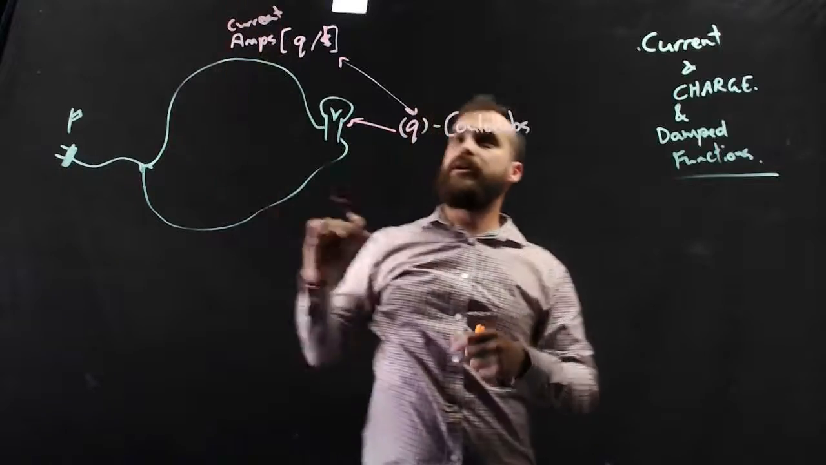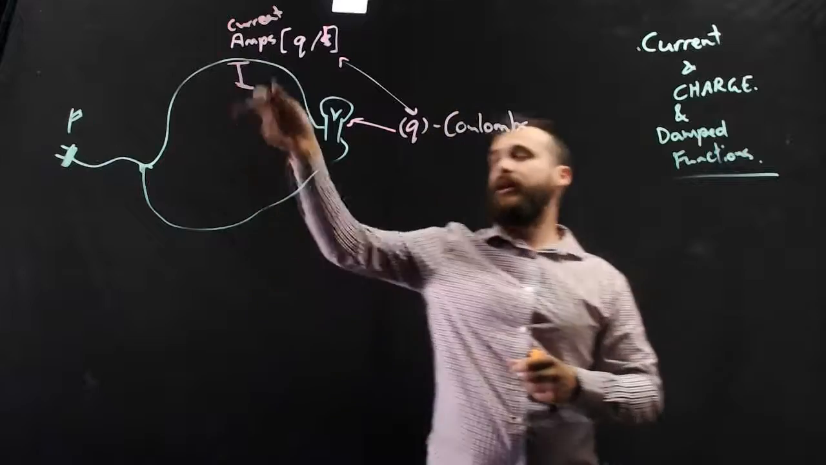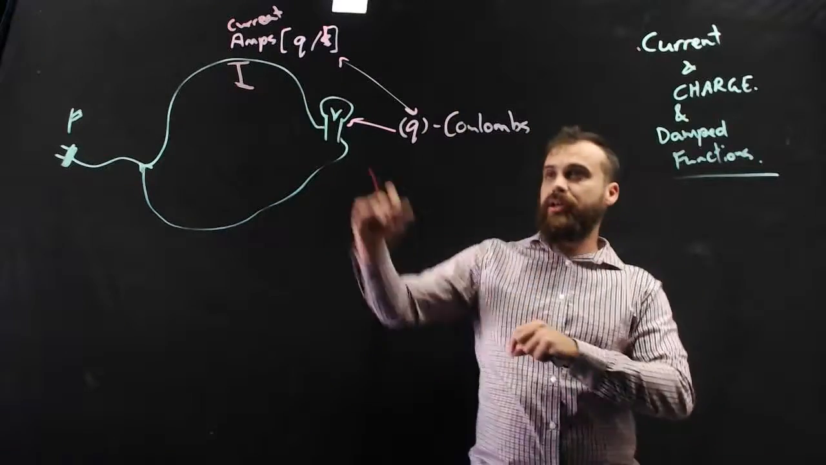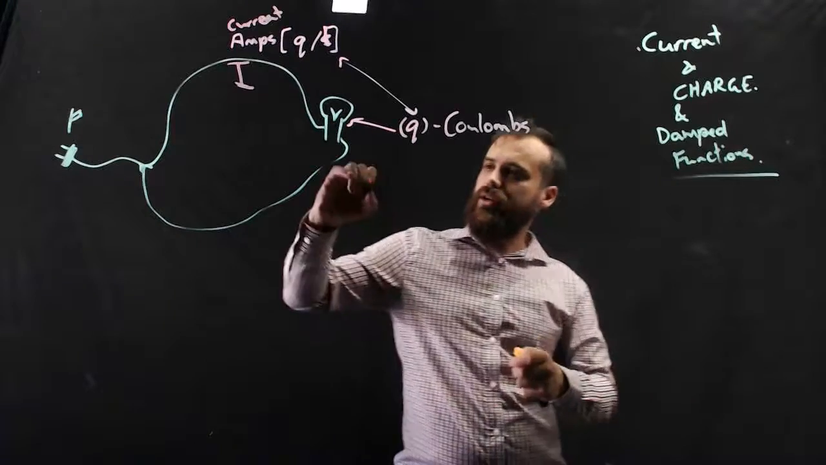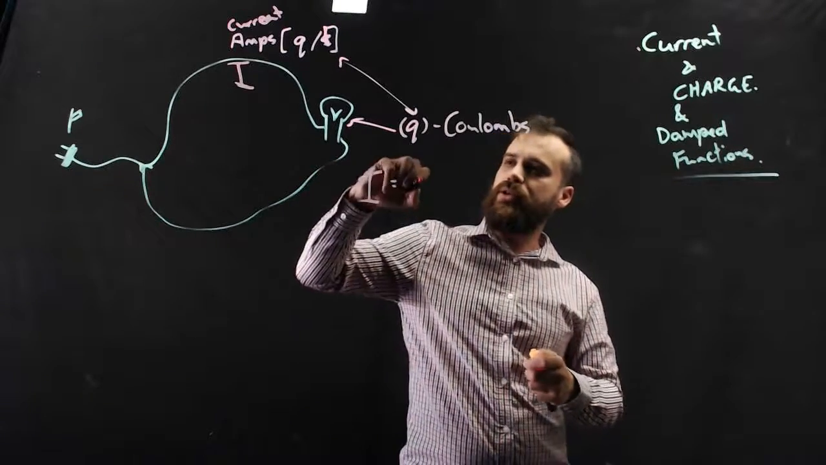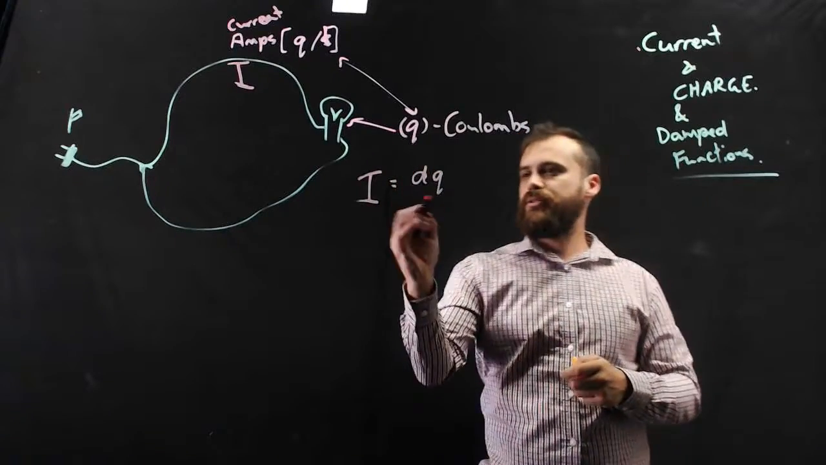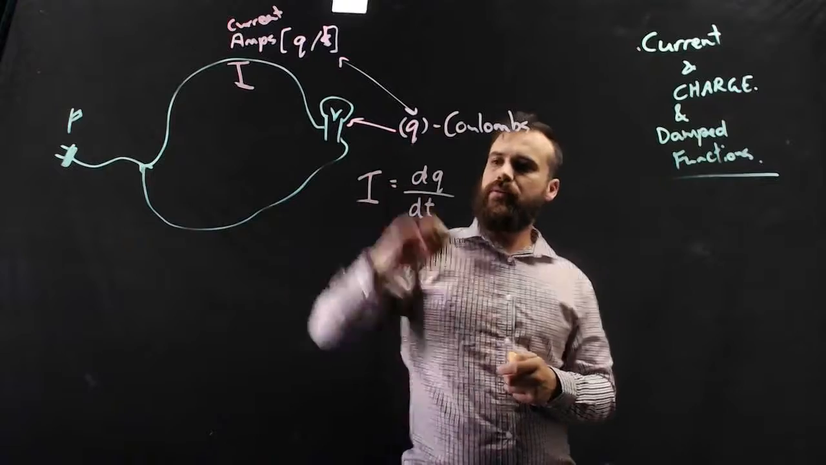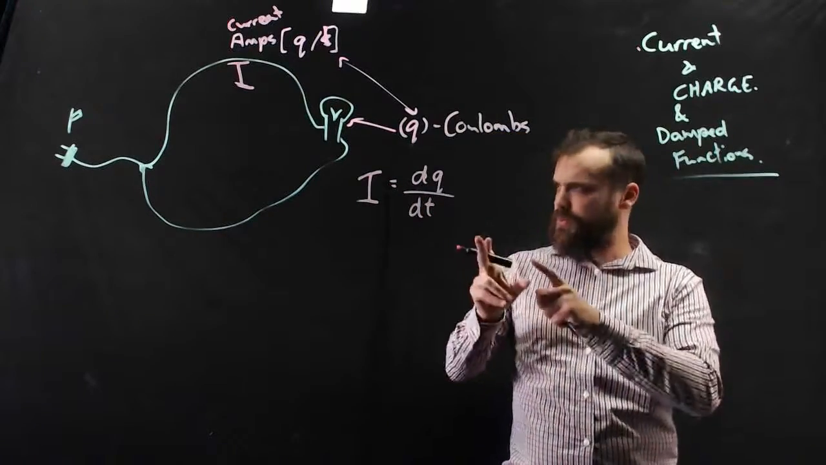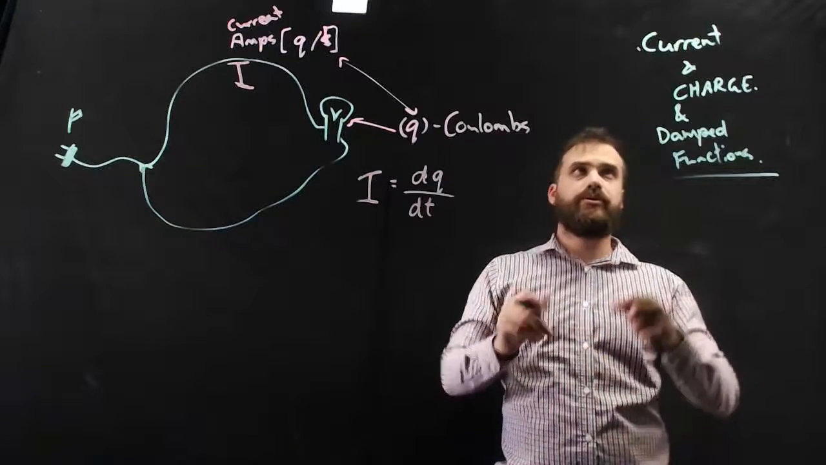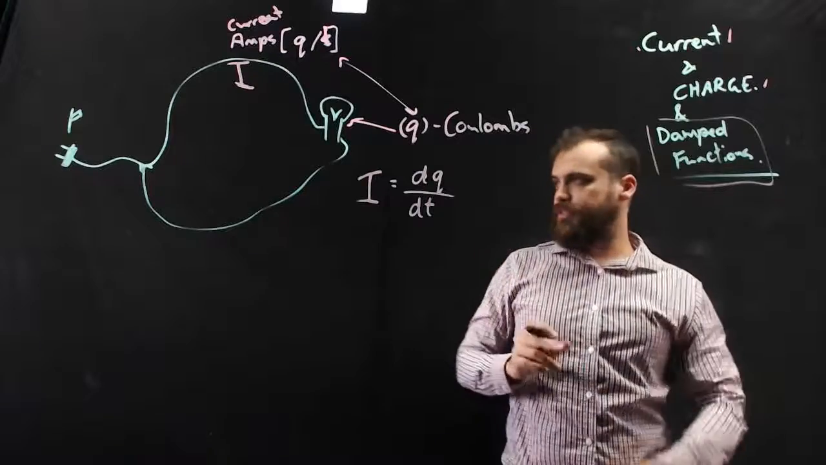Now, just to confuse matters slightly, amps, which is the current, we're going to denote that with the letter capital I. So current, capital I, coulombs, Q. So we can write I equals the change in charge with respect to time. Done. Alright, so current, charge, but what about damped functions?